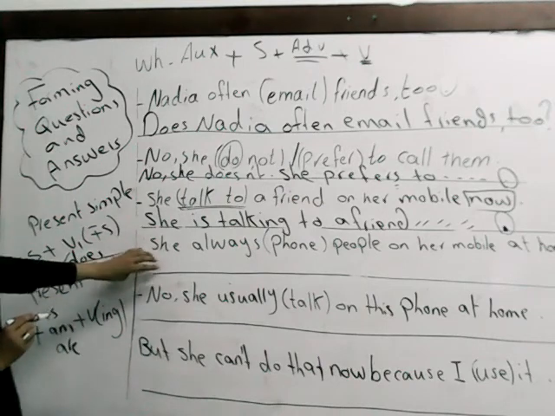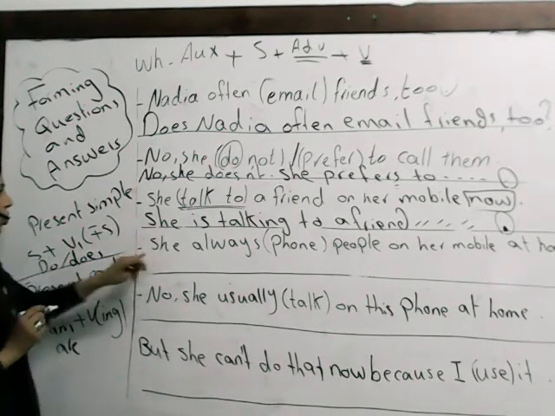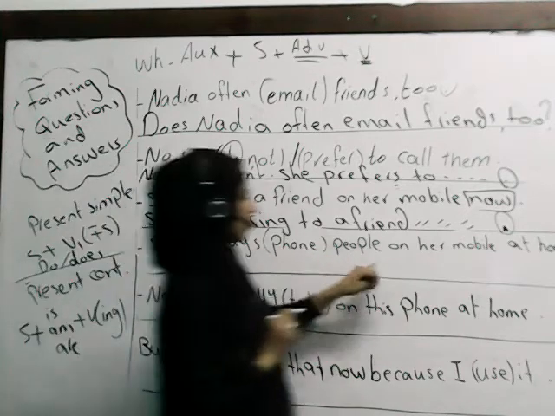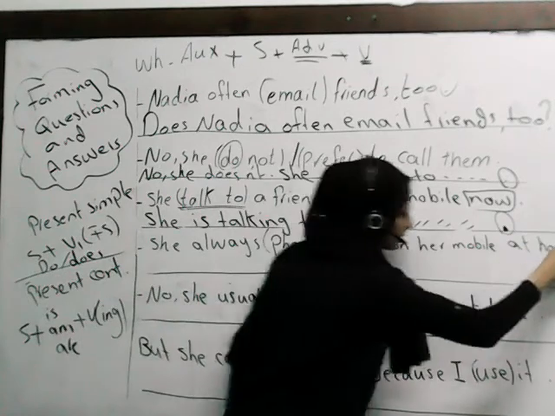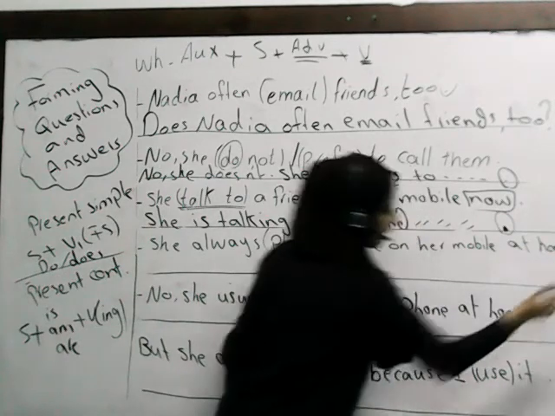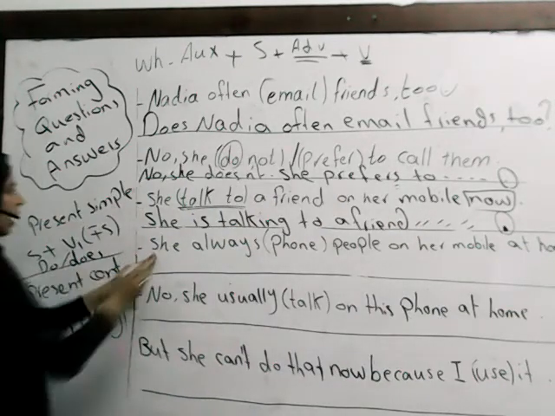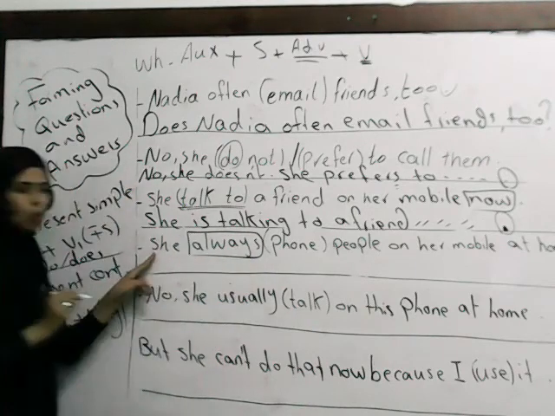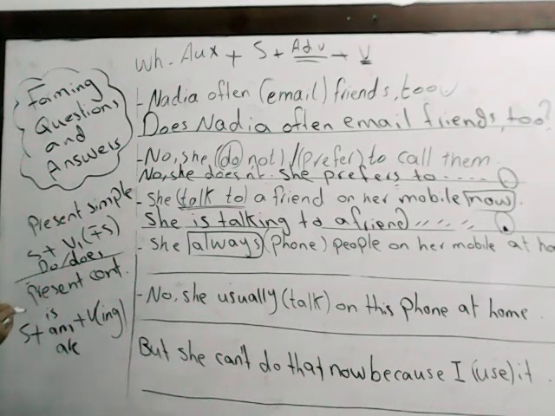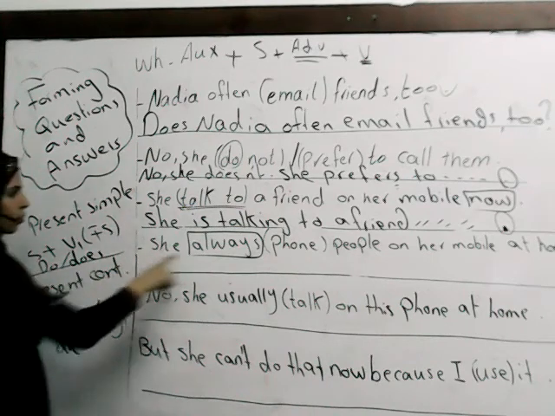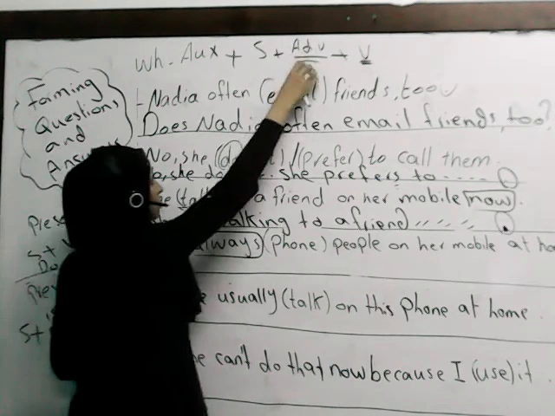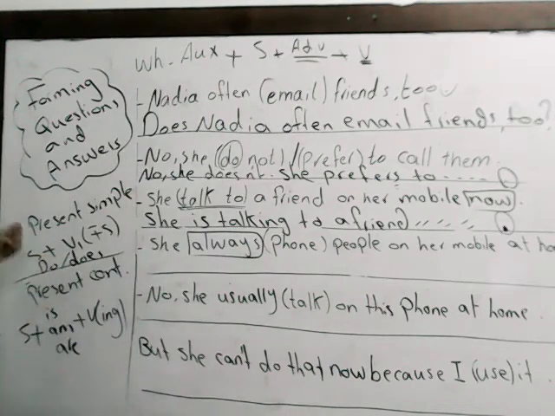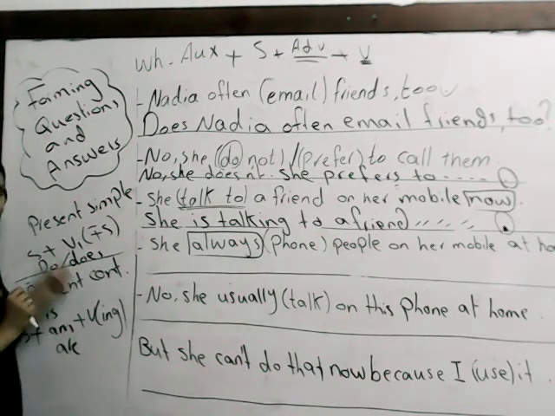Okay. Now, number 2. She always phone people on her mobile at home. We have to change this sentence into a question. How to change it? You have always. First, we need to know which rule we should follow: present simple or present continuous. Because we have always here, that means we have an adverb of frequency, and adverbs of frequency are keywords of present simple. So let's start with do or does, as we said in the first example.